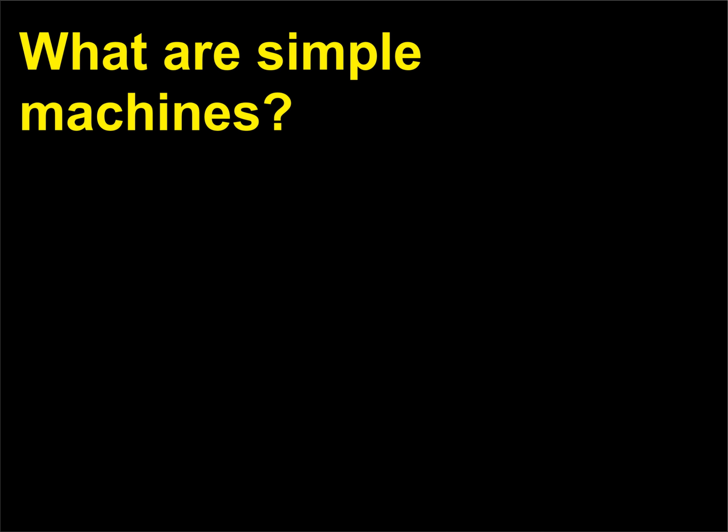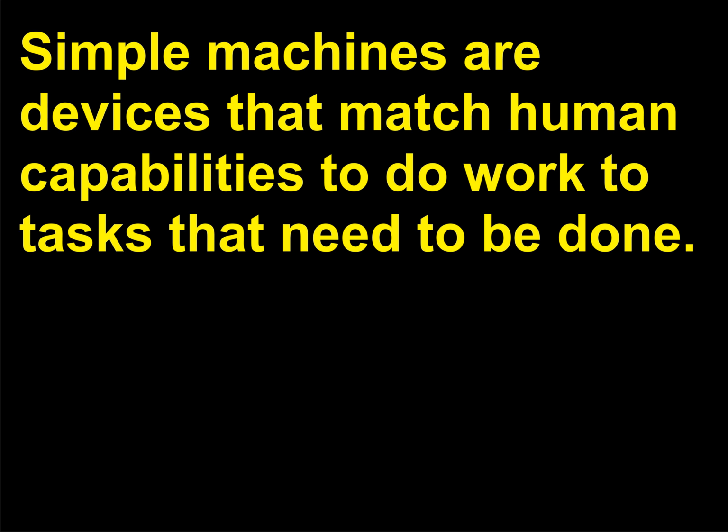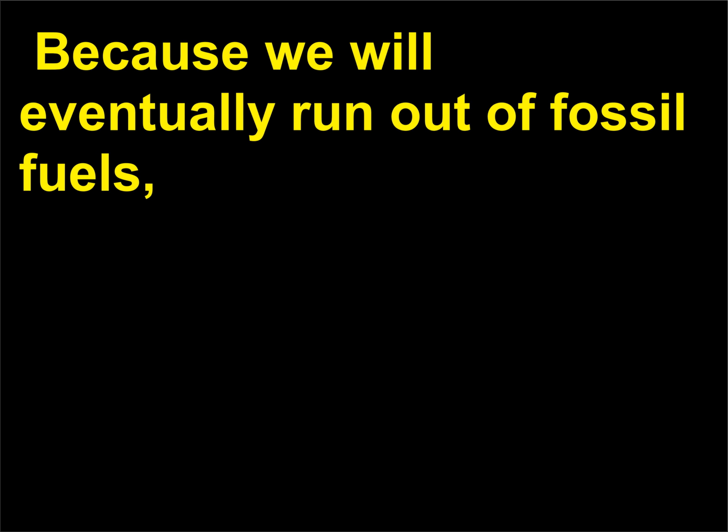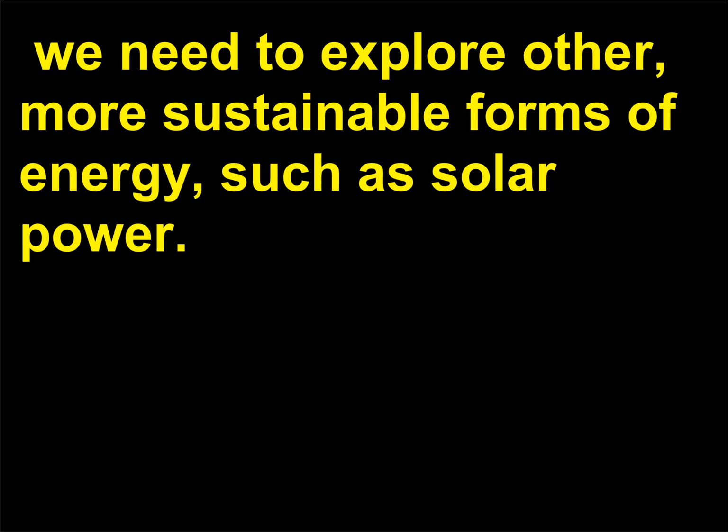What are simple machines? Simple machines are devices that match human capabilities to do work to tasks that need to be done. They can reduce the force required or reduce the distance or direction an object must be moved. Because we will eventually run out of fossil fuels, we need to explore other, more sustainable forms of energy, such as solar power.